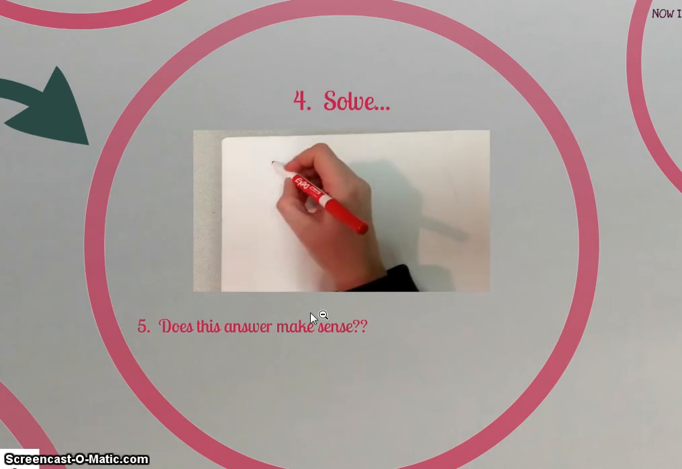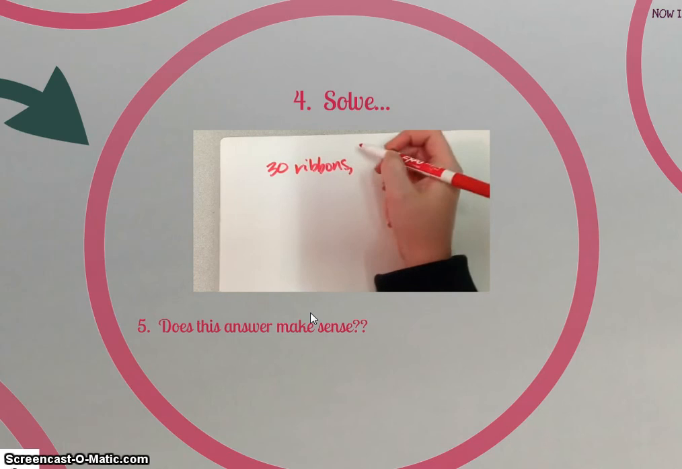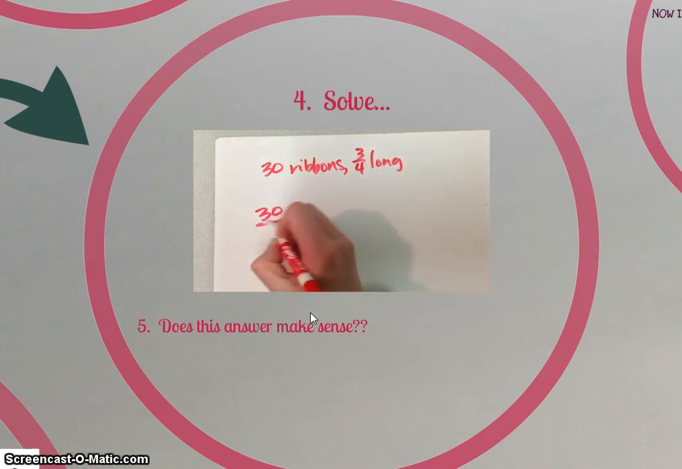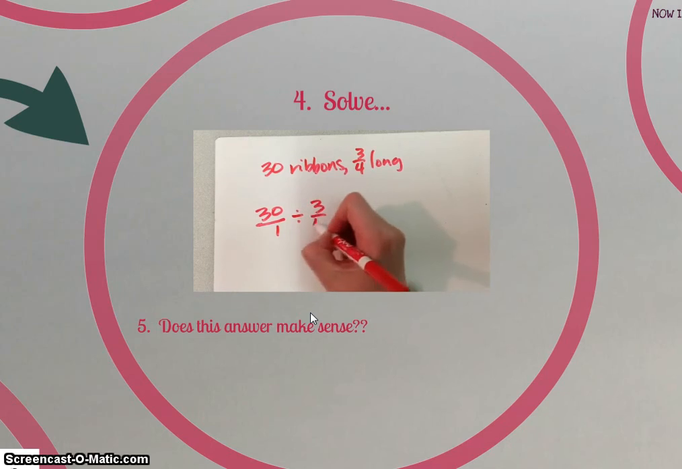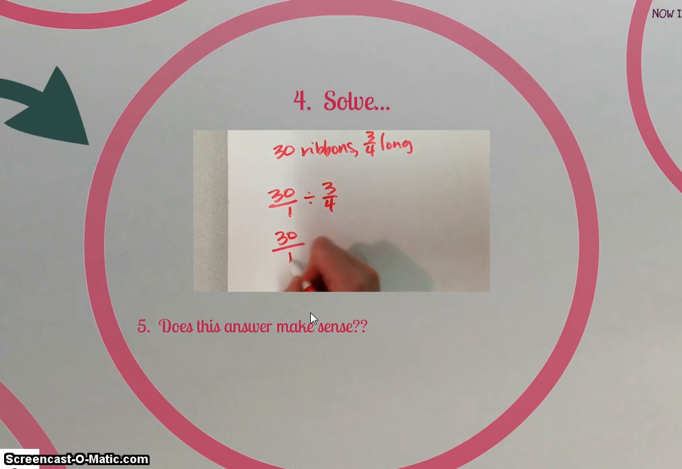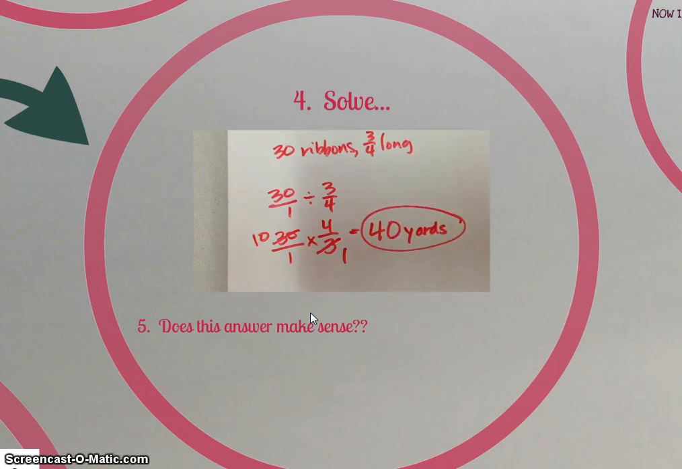Okay, so now we're going to solve. I'm solving my problem here. 30 ribbons, and they're 3/4 yards long. So I'm going to do 30 over 1 divided by 3/4. Okay, anything I can cross cancel here? Oh, I forgot a step. I've got to flip first, right? Keep, change, flip. Now I can cross cancel. I got so excited there. So I end up with 40 over 1, right? So that is the same as 40 yards. Okay, so I've got this answer now.